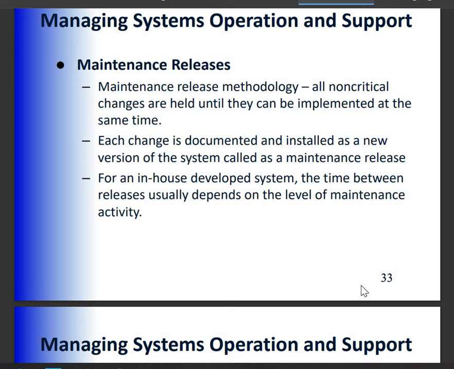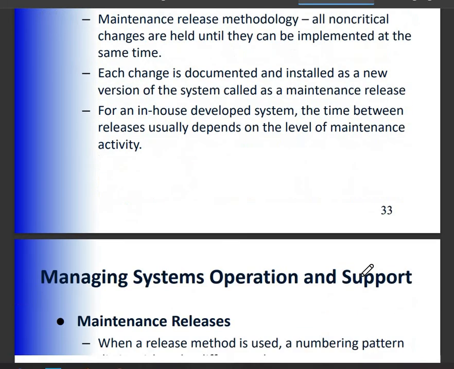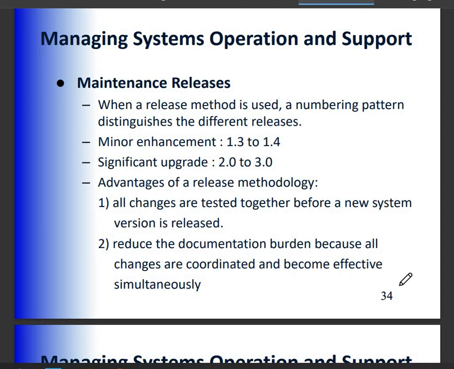Each change is documented and installed as a new version of the system called as maintenance release. For an in-house developed system, the time between releases usually depends on the level of maintenance activities. Okay, so maintenance release ni kita ada 2 pattern. Selalunya dia akan menggunakan numbering pattern lah. Kalau awak tengok dia punya pergerakan tu daripada 1.3 hingga pergi kepada 1.4. Yang mana 1 ini dia maintain.